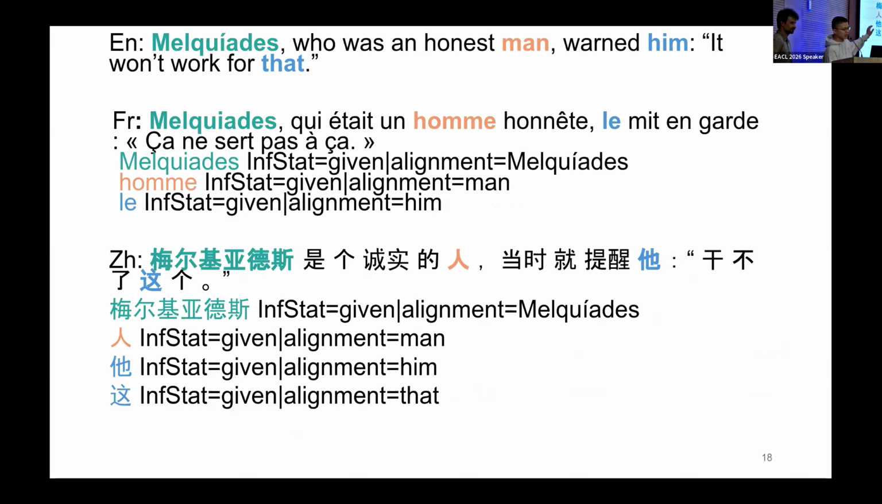Here is an example. In the English sentence, "Melquiades, who was an honest man, warned him, it won't work for that." And the French parallel sentence would be "Melquiades, qui était un homme honnête, le mis en garde, ça ne se passe." You can see that Melquiades would be aligned with Melquiades in French, man would be aligned with homme, and him would be aligned with le. For those, English has an information status, and we want to project it into the French version. We do this for many sentences and for diverse languages.